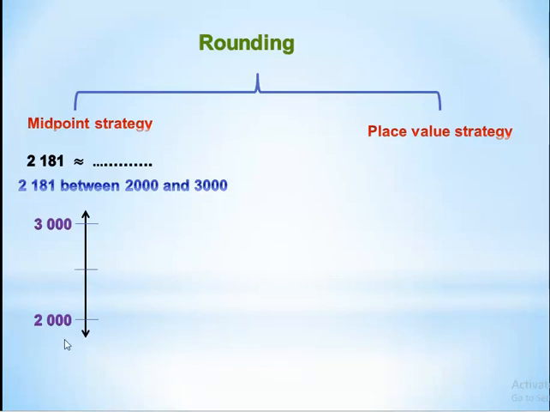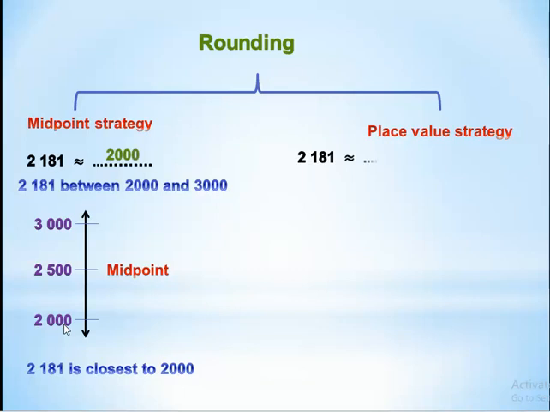The midpoint between 2,000 and 3,000 is 2,500. We know that half of 1,000 is 500, half of 100 is 50, and half of 10 is 5. So the midpoint between 2,000 and 3,000 is 2,500. Is 2,181 before the midpoint or after the midpoint? Yes, before the midpoint, so it's closest to 2,000. So the rounding is 2,000.